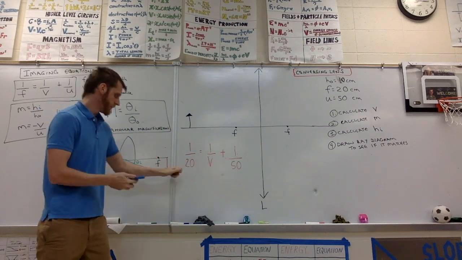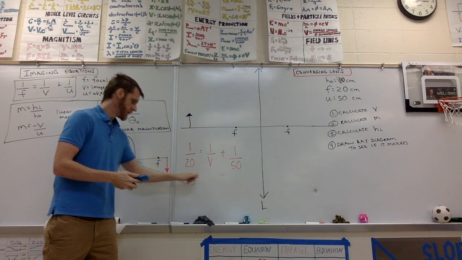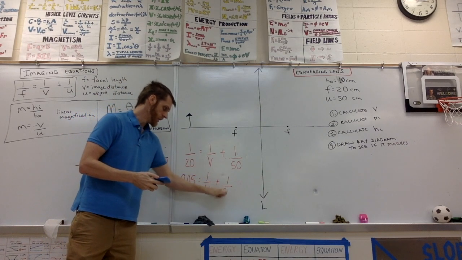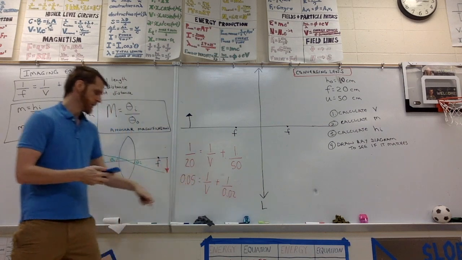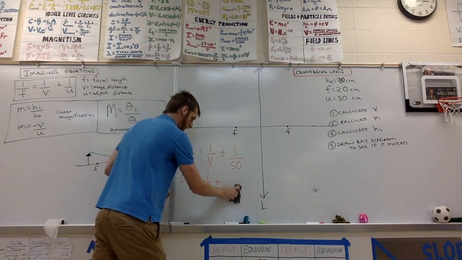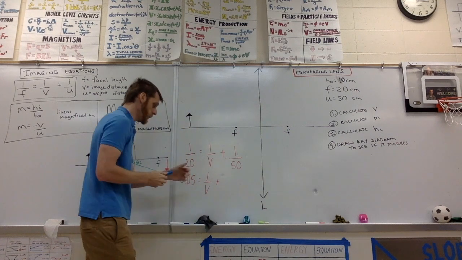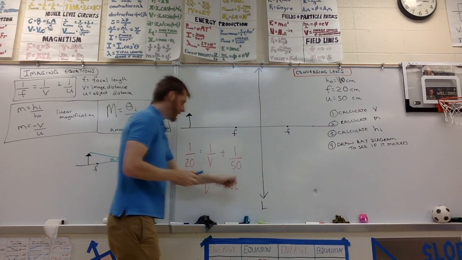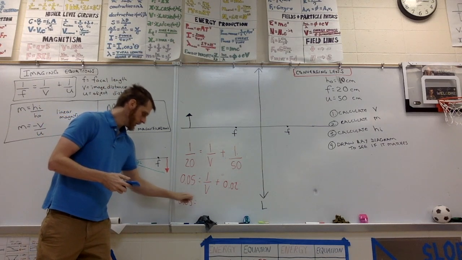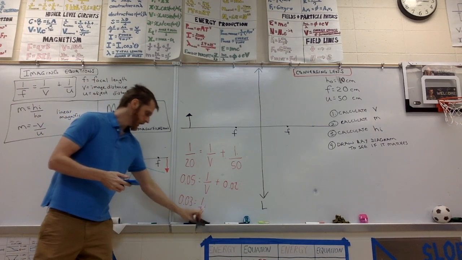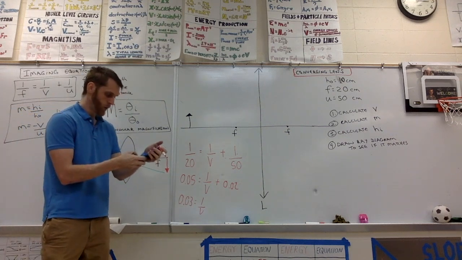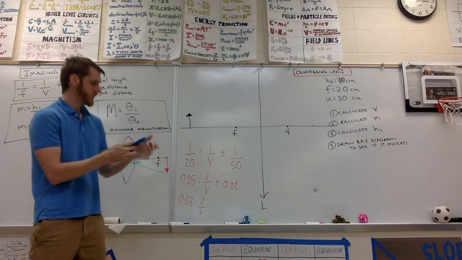So 1 over 20 is 0.05. This is 1 over v plus 1 over 50, which I think we did last time, 0.02. Subtract 0.02 from both sides. You get 0.03 equals 1 over v. Kind of do a cross multiplication here, multiply by v, divide by 0.03. 1 divided by 0.03 is 33.3.